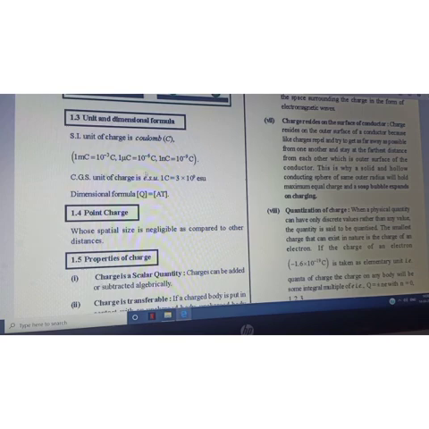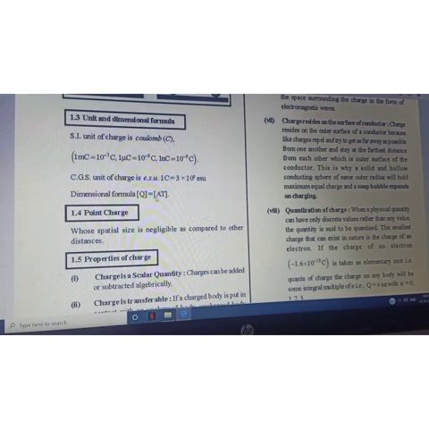Its CGS unit is ESU, that is electrostatic unit. When you convert between CGS and SI units, the relation is 1 coulomb equal to 3 into 10 to the power 9 ESU. And charge Q is a dimensional quantity.